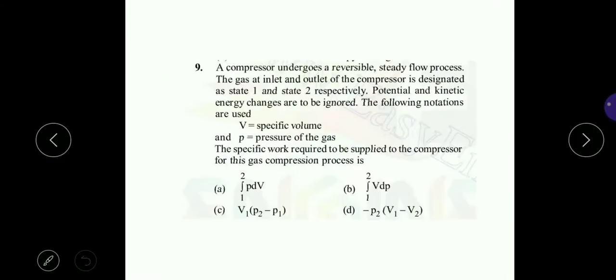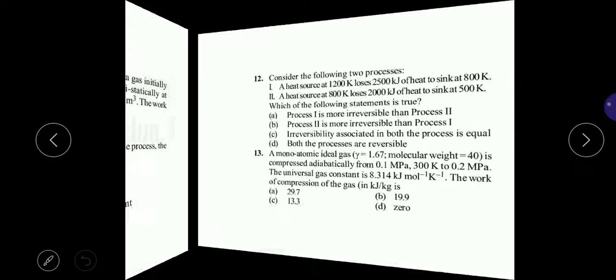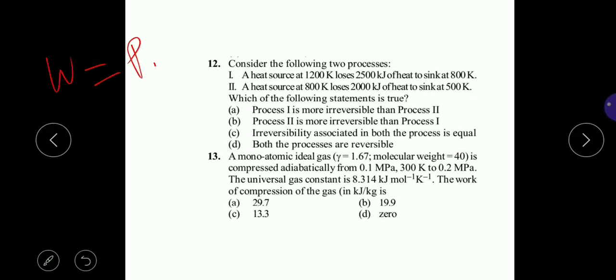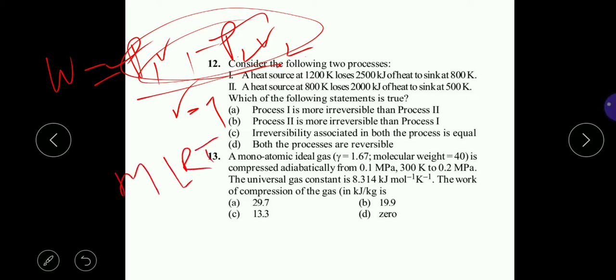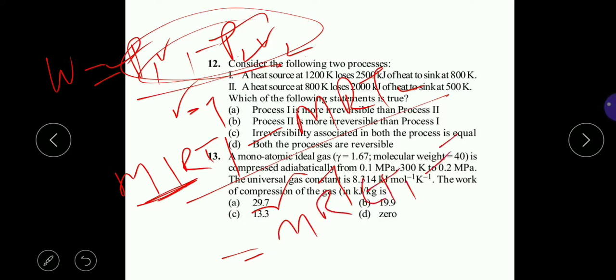So for an adiabatic process, I can find the work done: W equals P1 V1 minus P2 V2 divided by gamma minus 1. Here P1 and P2 are given, but V is not given and T is given, so we need to convert this in terms of T1. So I can write mRT1 minus mRT2 divided by gamma minus 1. If we take common mR, I can write mR times T1 minus T2 divided by gamma minus 1. If we can calculate m and R, and T1 is given, and if we can calculate T2, then we can calculate W.